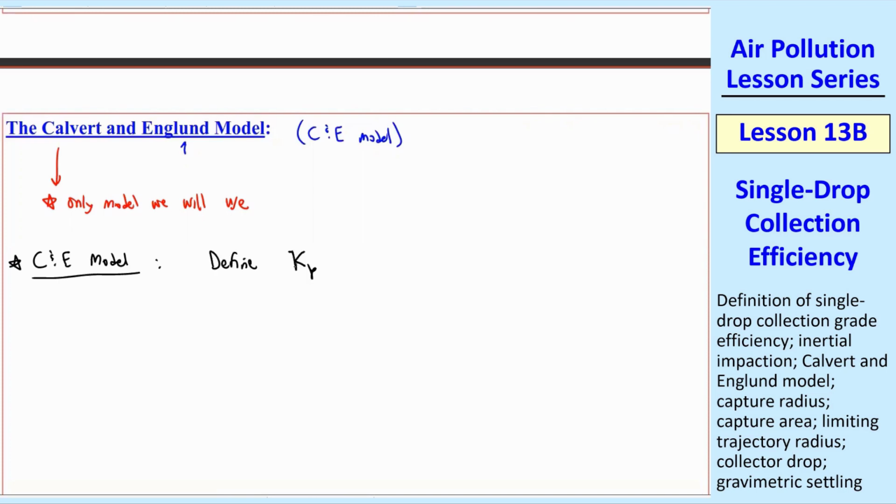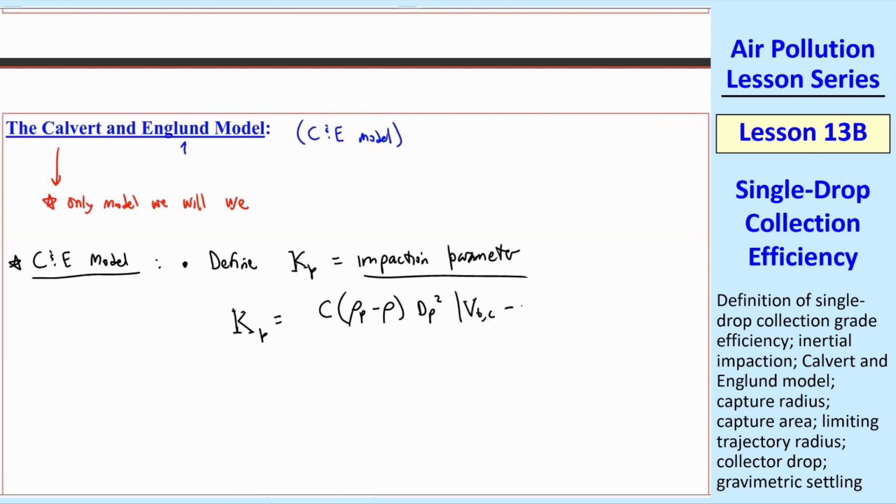First, you define capital K sub P, which they call an impaction parameter. Kp is equal to the Cunningham correction factor, C, times rho p minus rho, times dp squared, times the absolute value of VTC minus VTP, divided by 9 mu, and then dc, the collector drop diameter.